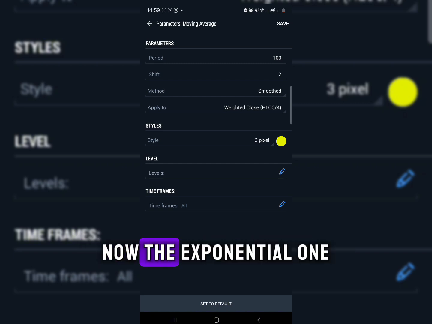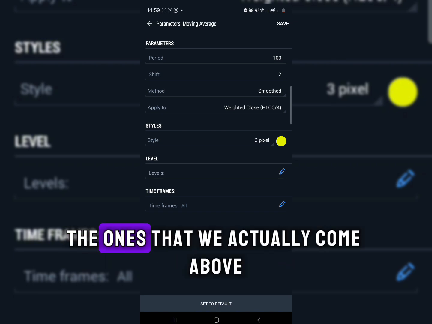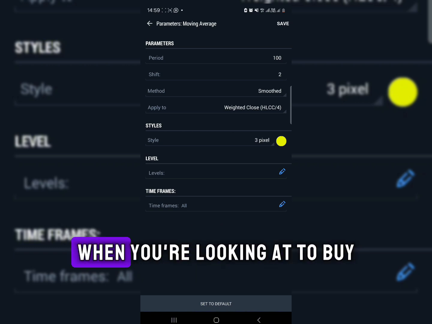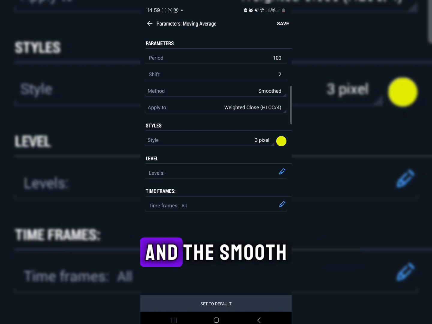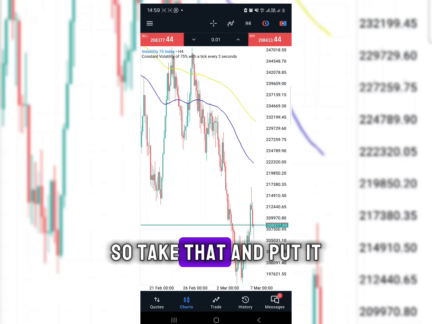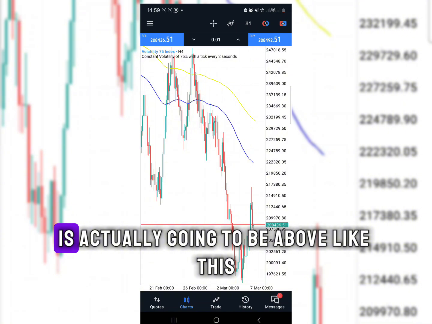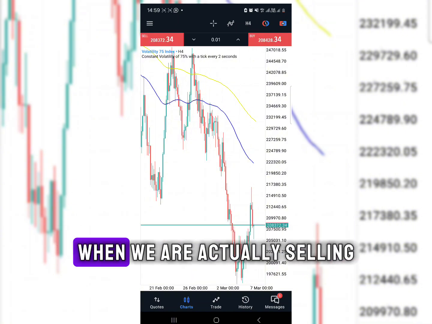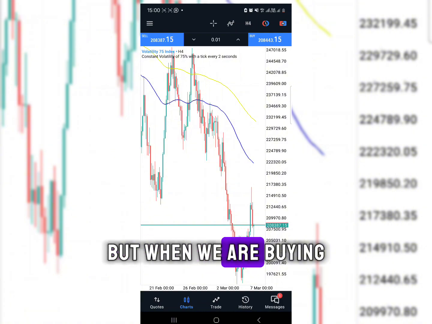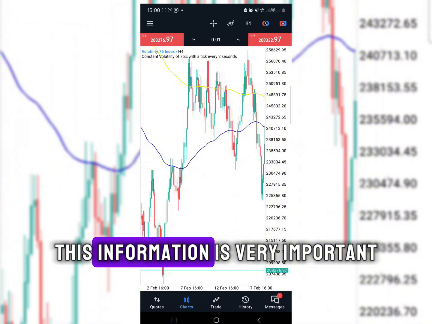Now, the exponential one is the one that will come above when you are looking to buy, and the smoothed one will be below. The smoothed one is going to be above like this when we are selling. But when we are buying, it's going to be below, just like I said. So this information is very important.